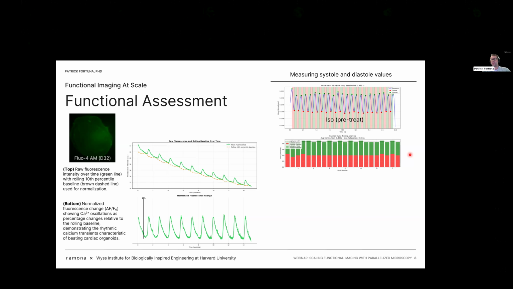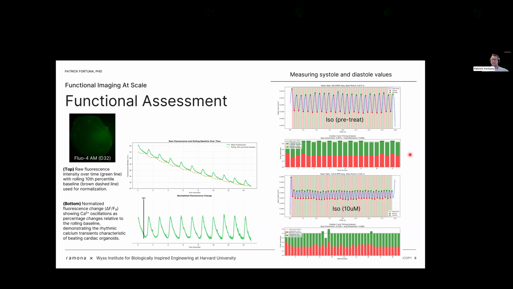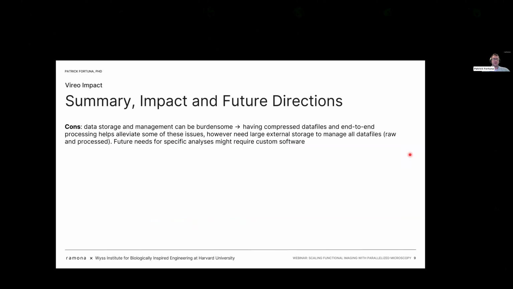So this is the same organoid before it was treated with isoproterenol. And then after adding 10 micromolar of that, we can see that we're almost at this double effect. And now you can get this nice readout of the beats per minute and how the contraction and relaxation time changed. Now this becomes pretty powerful when you're screening a large amount of drugs over a large amount of organoids.